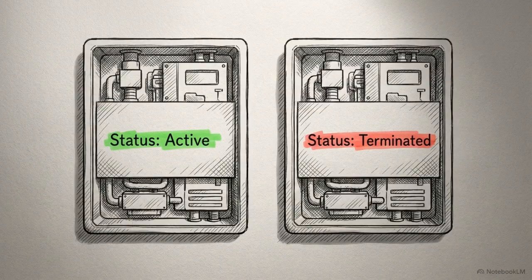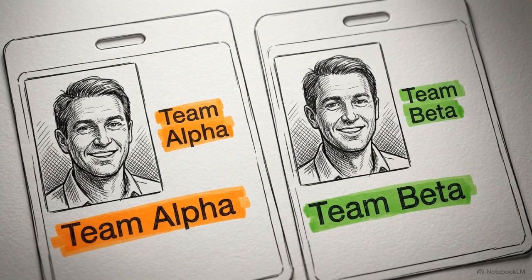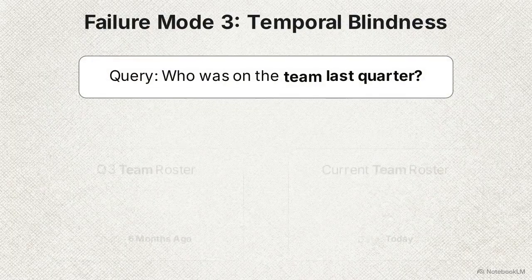The second failure mode is contradiction handling. Vector stores hold conflicting facts simultaneously because they lack a native mechanism for conflict resolution. If a session logs an employee on Team Alpha and later on Team Beta, a vector database returns both as equally valid embeddings. The third failure mode is temporal reasoning.